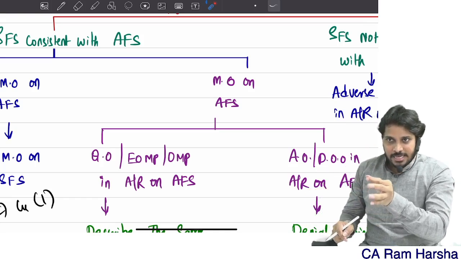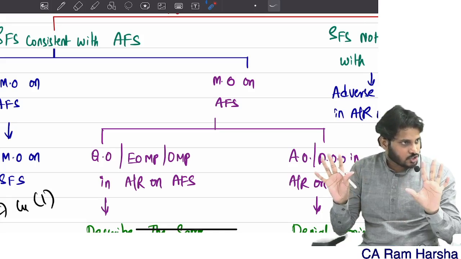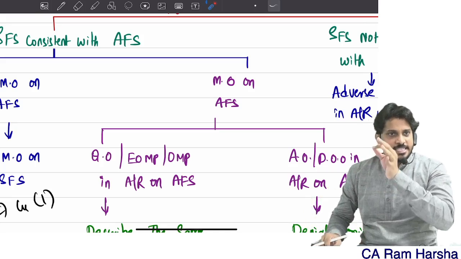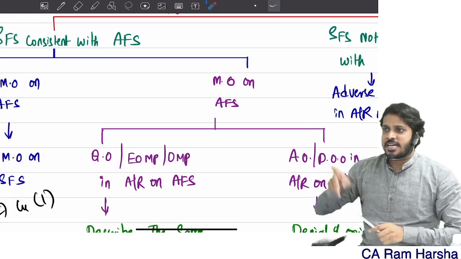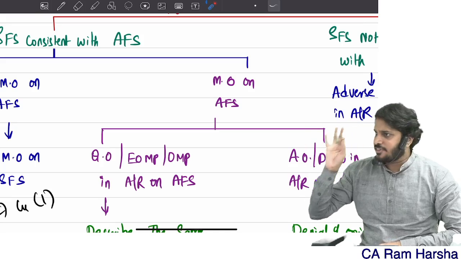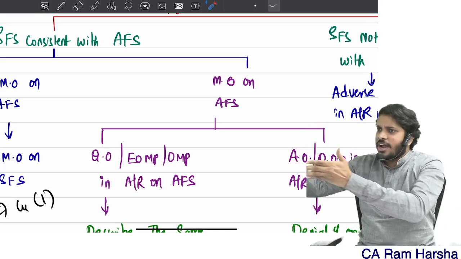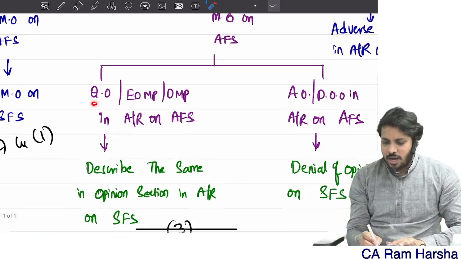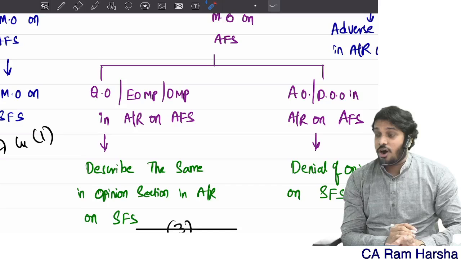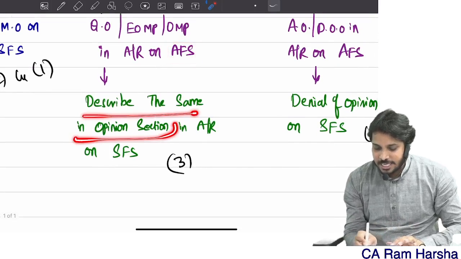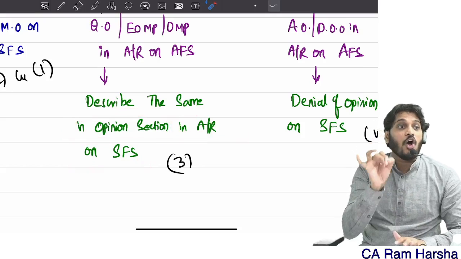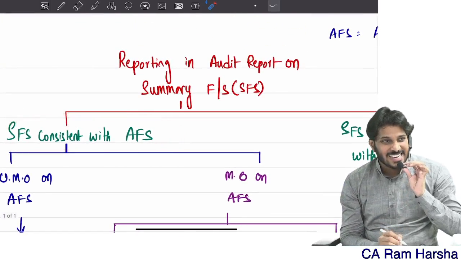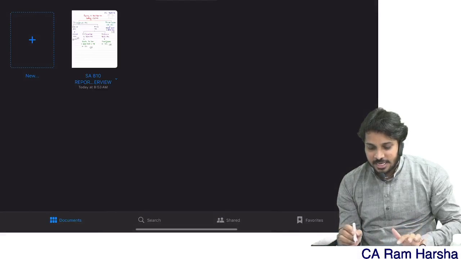Understood? In summary financials, my opinion deals with only these two: is it consistent or not consistent? That's it. If it is consistent, say that it is consistent. Sir, audited financial statements contain some qualified opinion, emphasis of matter or other matter paragraph. What does the auditor have to do? Draw attention to that in the report on summary financials. Say that it is consistent, plus draw attention to that qualified opinion or emphasis of matter paragraph in the audit report on audited financials. Describe the same in the opinion section in the audit report on summary financials. But primarily you will say that the SFS is consistent.